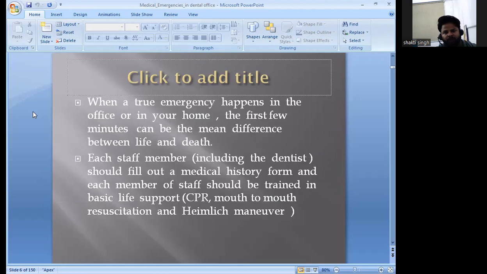Moreover, they should also be trained in basic life support such as CPR, mouth-to-mouth resuscitation and the Heimlich maneuver. So the staff that you recruit for the dental clinic should be trained and good enough to handle such emergencies, and be able to give basic life support such as CPR or mouth-to-mouth resuscitation.